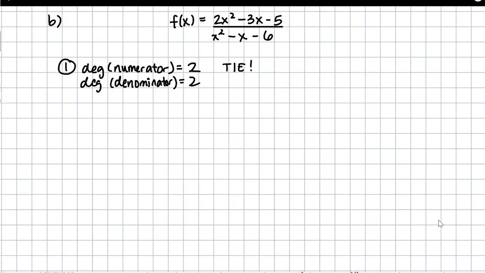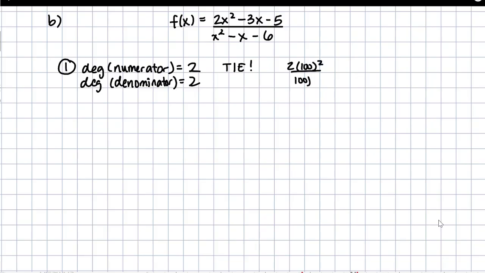Okay, now what happens when you have a tie? If I were to choose x equals 100, like when I try and find my right end behavior, and I plug in x equals 100, you would get something like 100 squared over 100 squared. Well, what's going to happen? Those cancel. So these fractions are going to approach a finite number, which is the ratio of your coefficients. So 2 over 1 in this case. So you're going to have a horizontal asymptote at y equals 2, which is the ratio of the leading coefficients.